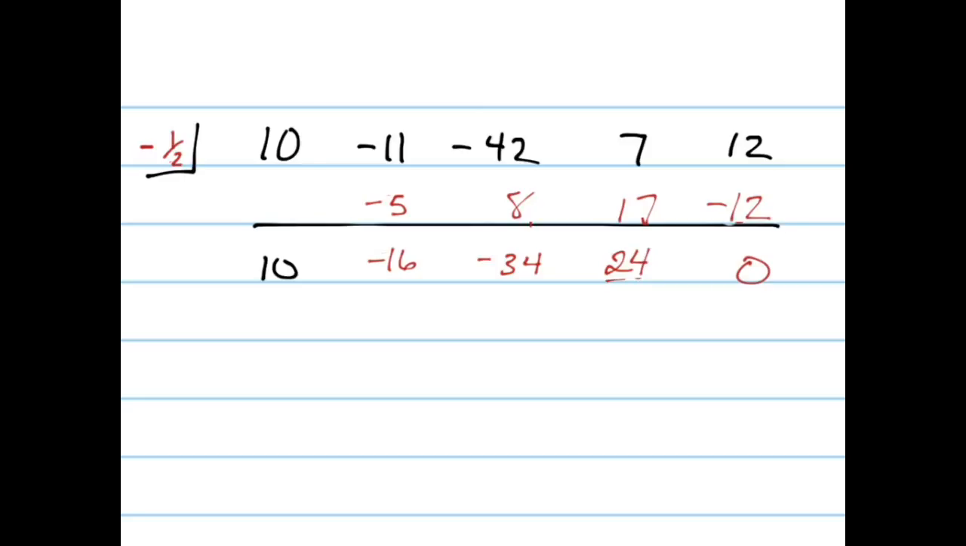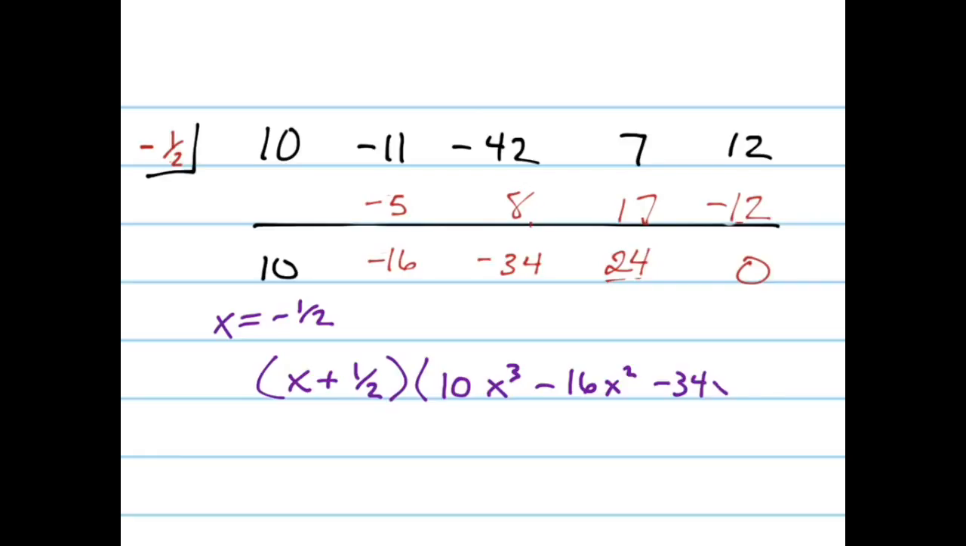X equals negative 1/2 is a solution. Isn't that exciting? Now here's where it gets better. You ready? So that takes out the factor x plus 1/2. And we know it leaves us with 10x cubed minus 16x squared minus 34x plus 24.